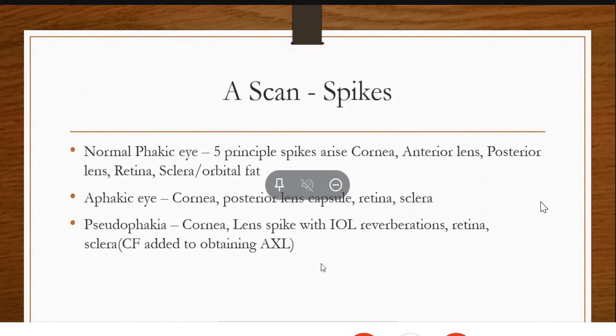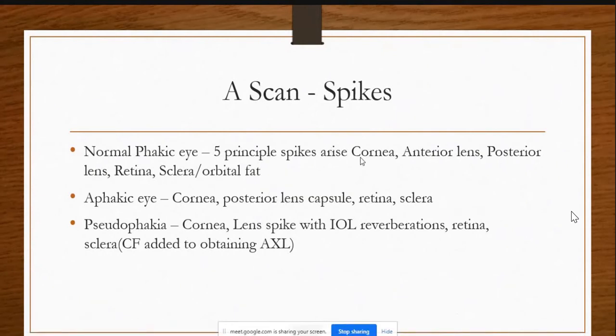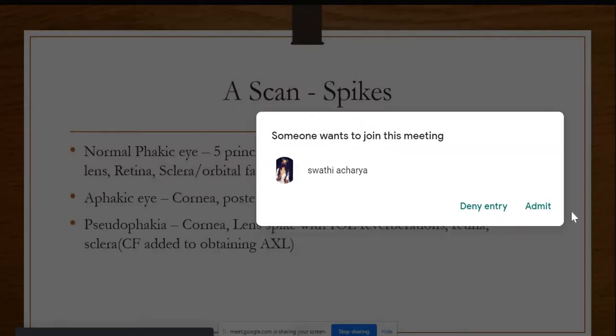For a normal phakic eye, you will have 5 principal spikes which you want to look for: the cornea, which will have 2 spikes, then the anterior lens, then the posterior lens, then the retina. Last comes the orbital fat. But in the case of an aphakic eye, you will see the cornea, only the posterior lens capsule spike, and not an anterior lens capsule spike. Then the retina, then the sclera.